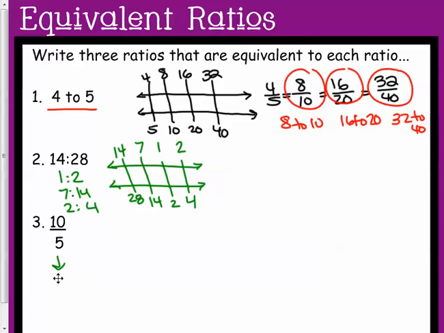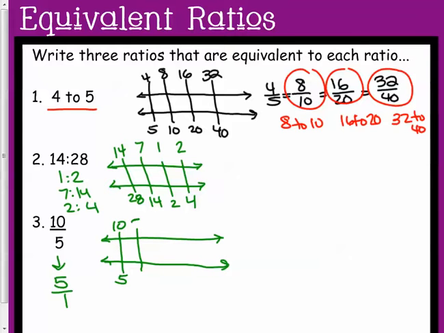Same thing with the 10/5. I could make this one into 5 over 1, right? Because on my double number line, I could draw the 10 and the 5 and cut it in half and get 5 over 1. I could do also 15 up here. 10 plus 5 is 15. 5 plus 1 is 6. You could do it like that, or we could just double it again.